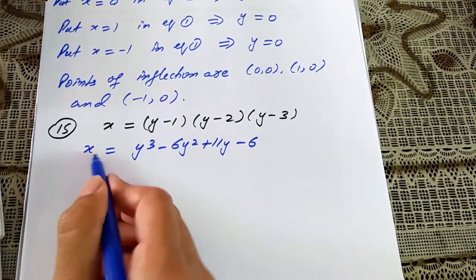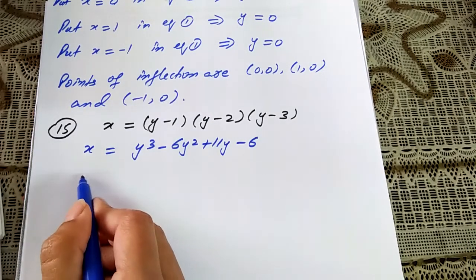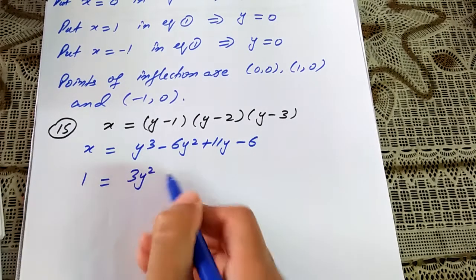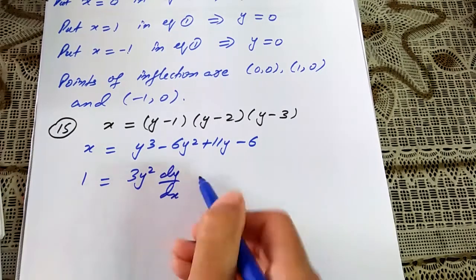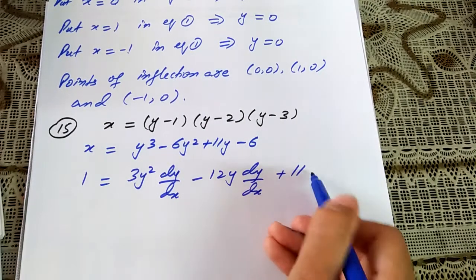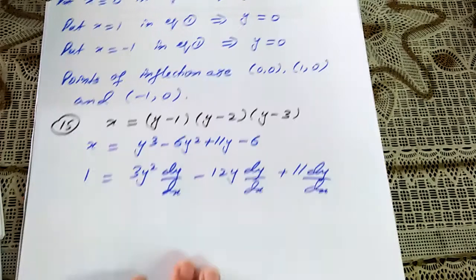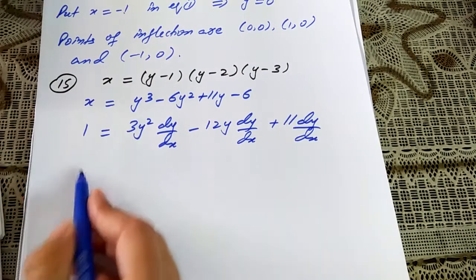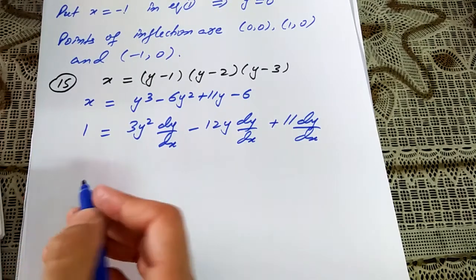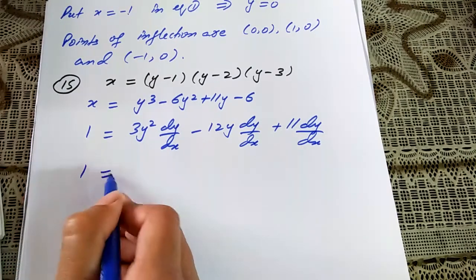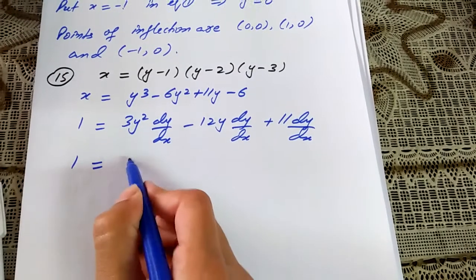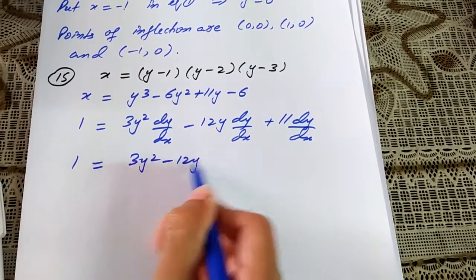The derivative of x will be equal to 1. Derivative of y cube will be 3y square dy by dx, minus 12y dy by dx, plus 11 dy by dx. Now we can take dy by dx common from here. So we will get at the end 1 is equal to dy by dx times (3y square minus 12y plus 11).